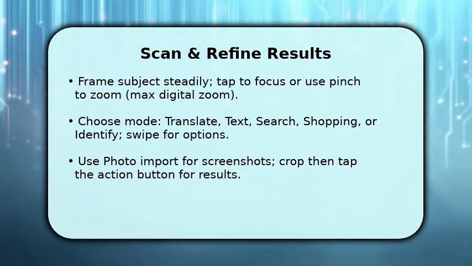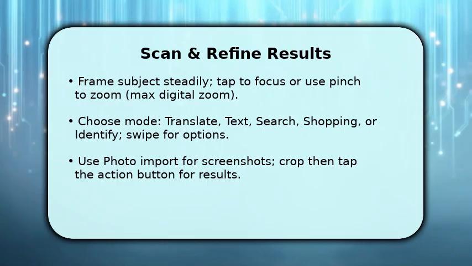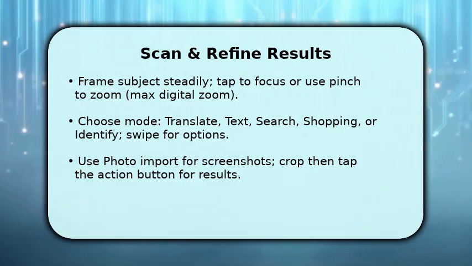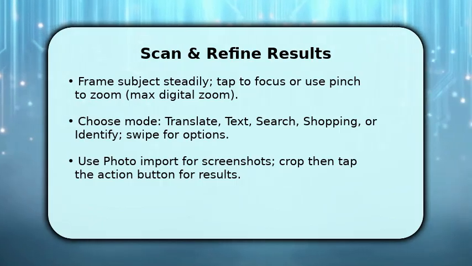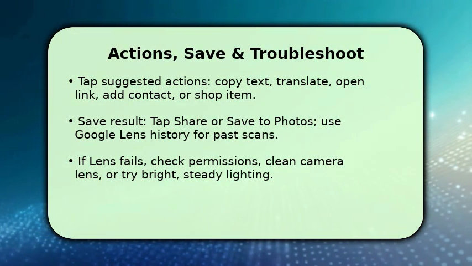For text capture, tap Select Text, then drag to highlight and choose Copy or Listen. If you already have an image, tap Photos to import, crop the area, and then tap the Action button to get. After Lens returns results, tap the suggested actions to act quickly.